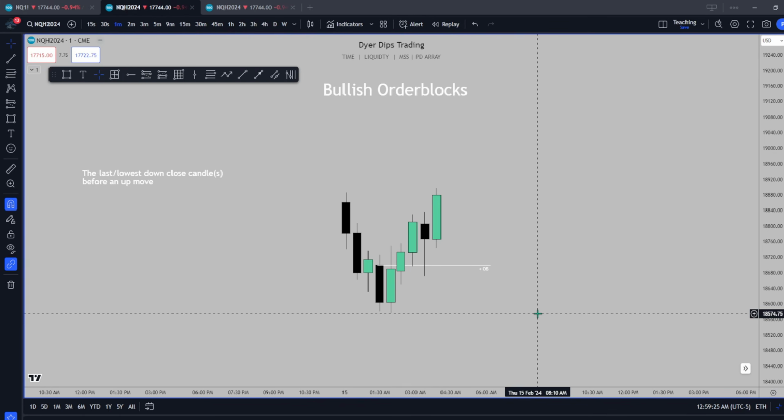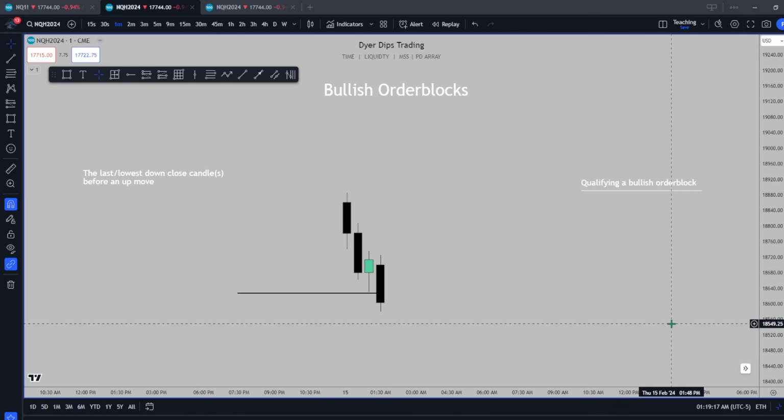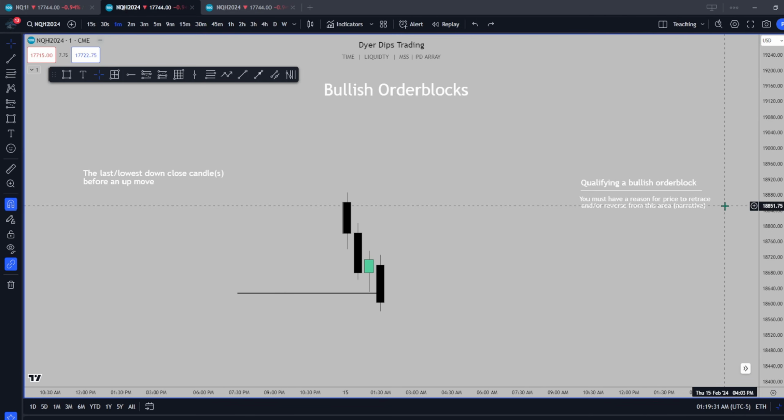Because for the most part, this is what's neglected and this is what's missed when it comes to identifying, defining, and qualifying order blocks. Okay, so now let's go ahead and get into qualifying a bullish order block and the actual specific things that you need in order to identify and actually pick the right order blocks, because it's not just every down close candle that's going to support price. So first things first, we're going to need to have a reason for price to retrace and or reverse from this area.